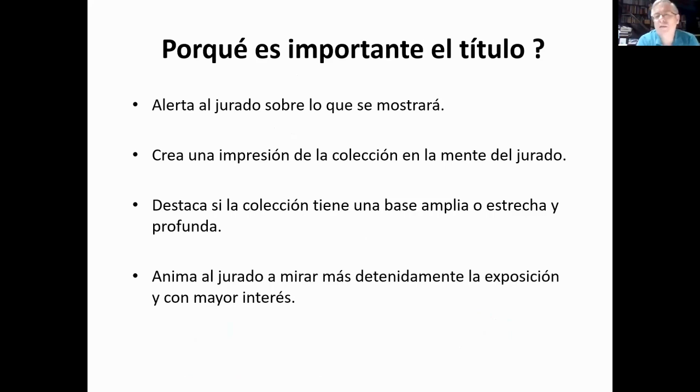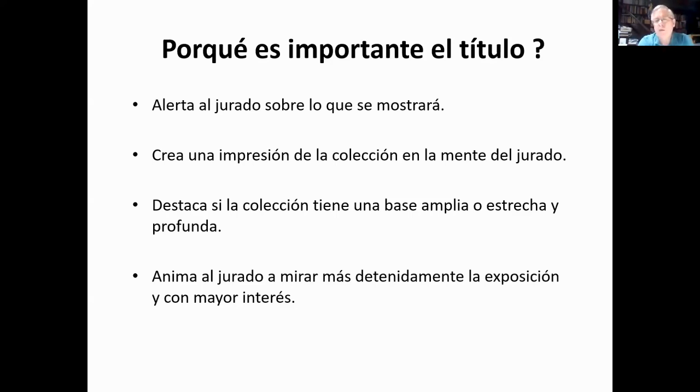Now, why is the title important? It seems really such a minor detail in relation to all the work and all the time that we all put into preparing our exhibits. Well, really, there are four basic reasons why the title is really very important. The first is that it actually alerts the judge as to exactly what will be shown in the exhibit.